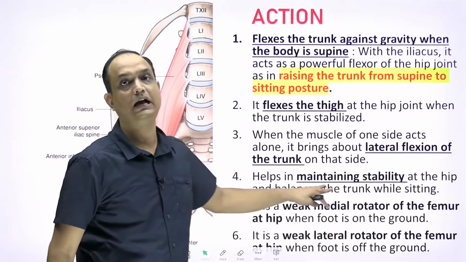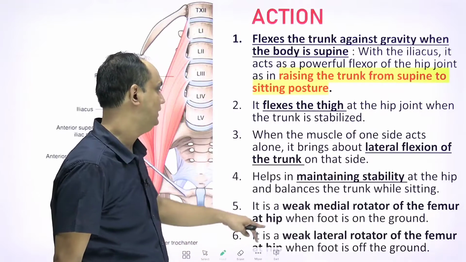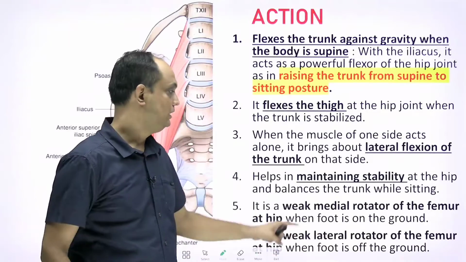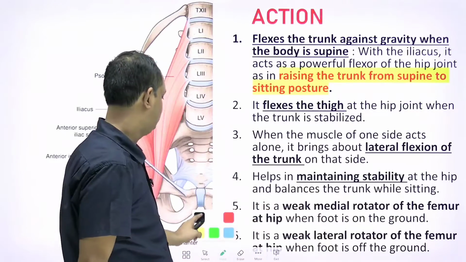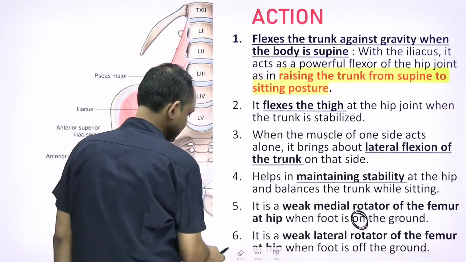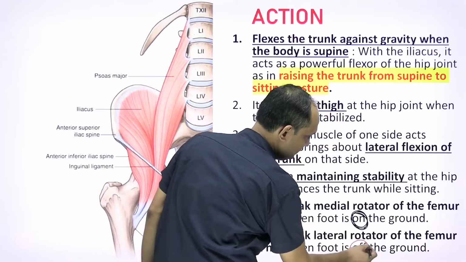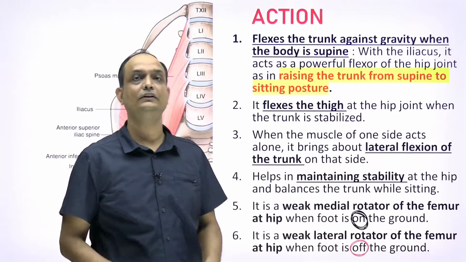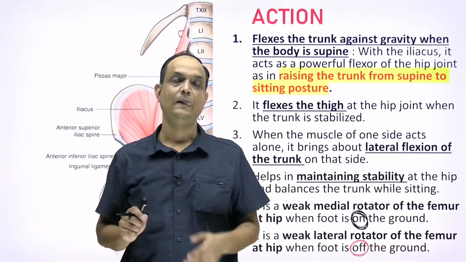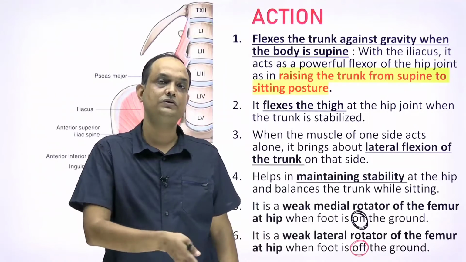Then you will have the action to maintain stability when you are walking, and it is a very weak medial rotator of the lower limb at the hip joint when your foot is on the ground. Now, dear students, you have to understand that this is a very commonly asked question. There are two questions here, one about the fracture of the femur and one about when the foot is on the ground. Now what does it mean? You are standing on the ground and both your limbs are touching the ground. In this condition, when this muscle contracts, it is responsible for the inner rotation of your lower limb.